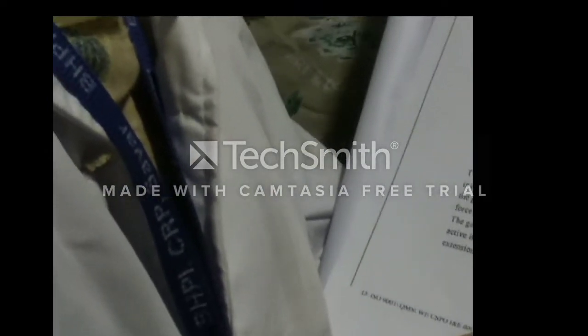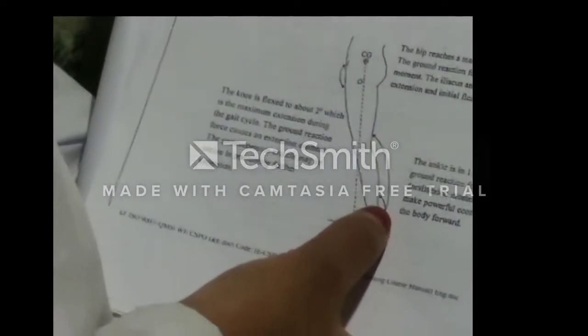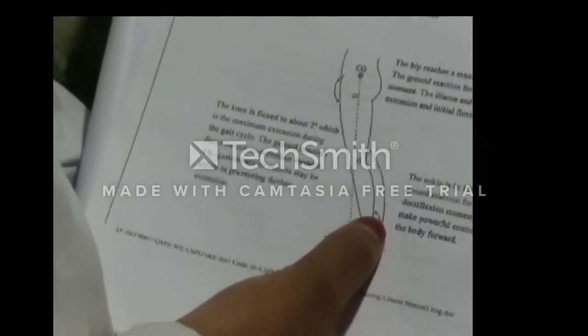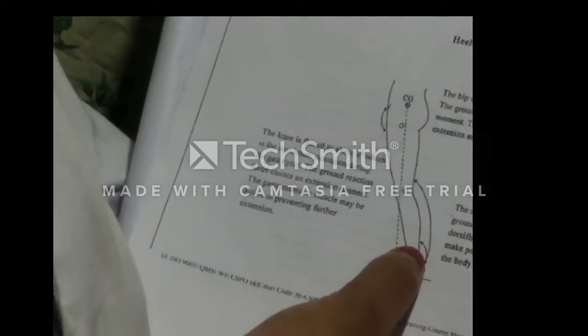At the ankle joint, the ground reaction force passes anterior to the ankle joint, and the ankle is in 15 degrees dorsiflexion. The ground reaction force causes a dorsiflexion moment. The plantar flexors make a powerful contraction to push the body forward.